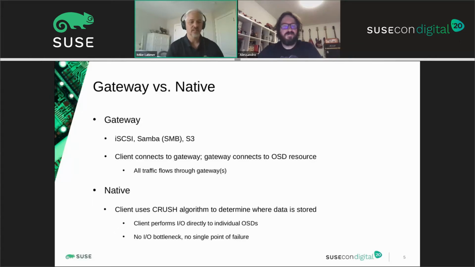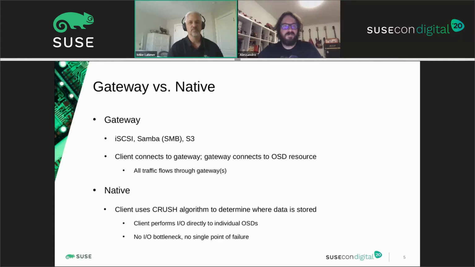The gateway itself, the iSCSI device in this case, or Samba or S3, they understand Rados environments, they understand how to use the CrushMap, and they themselves have direct access to the cluster resources, but the clients are using industry standard protocols just to connect to iSCSI. So there's some loss there. All traffic has to flow through that gateway to gain that knowledge of how the cluster actually works.